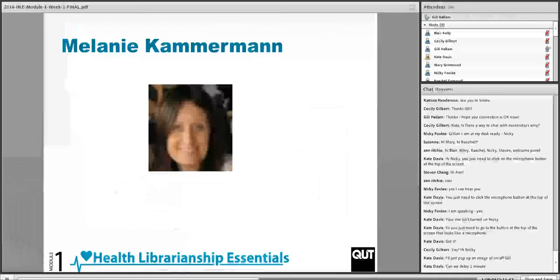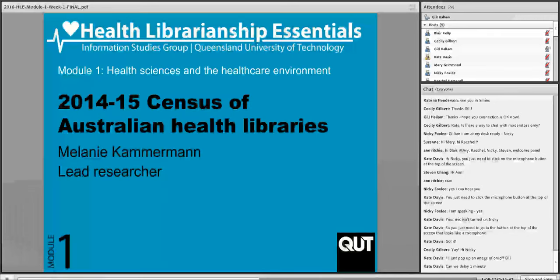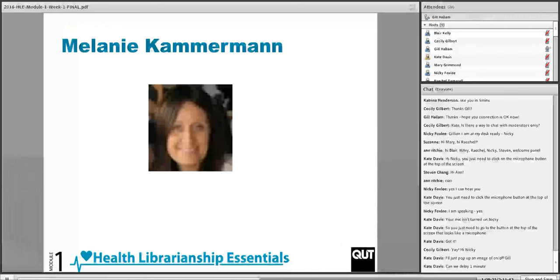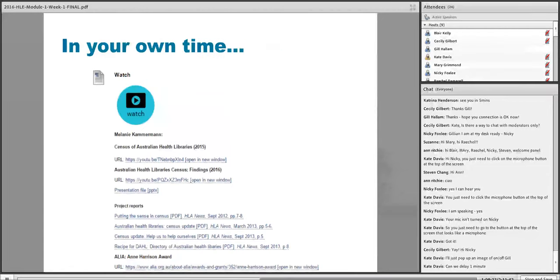I'll just skip up here a little bit to say that within the slides, there is the information about the census of Australian health libraries. Melanie Kammerman is the lead researcher for that. That's a picture of Melanie. Melanie lives in Hong Kong, but still works very closely with HLA in her spare time.